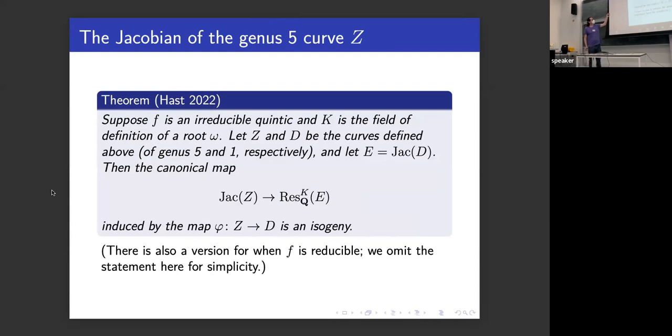And I also showed that, in fact, if you have this whole picture here, the Jacobian of this genus 5 curve Z is just isogenous to the restriction of scalars of that elliptic curve. So we also now have a description of the Jacobian up to isogeny. I've just written down the version for F irreducible. It's similar for F reducible, just a little more complicated.